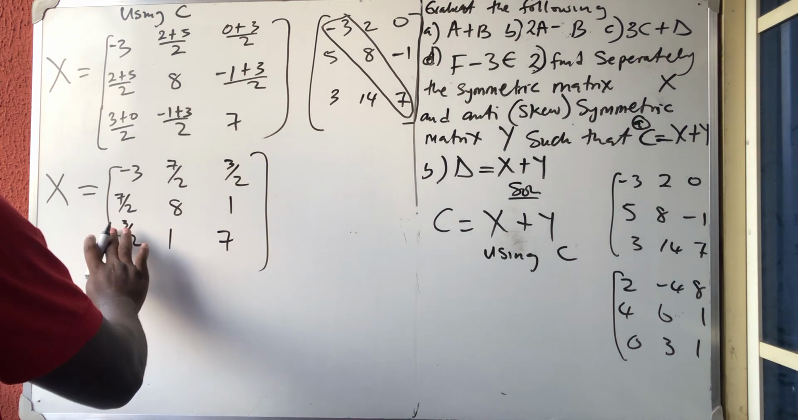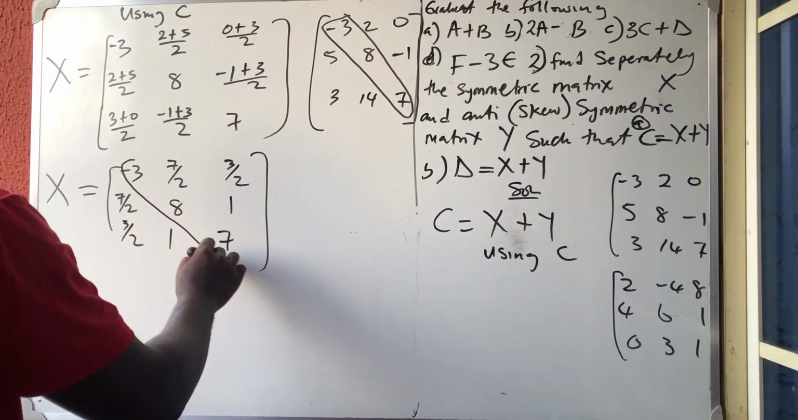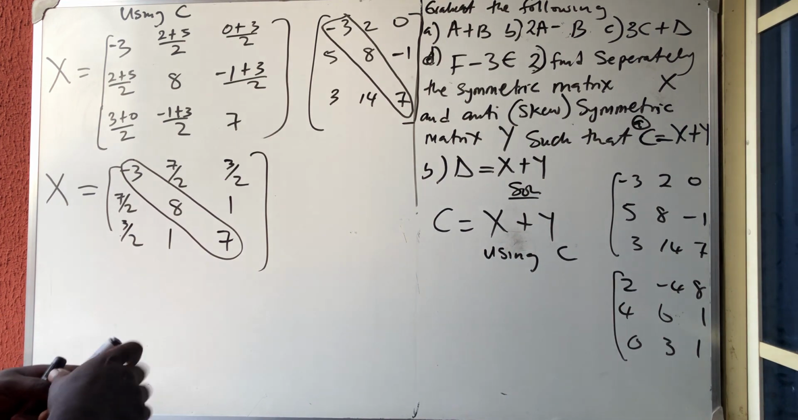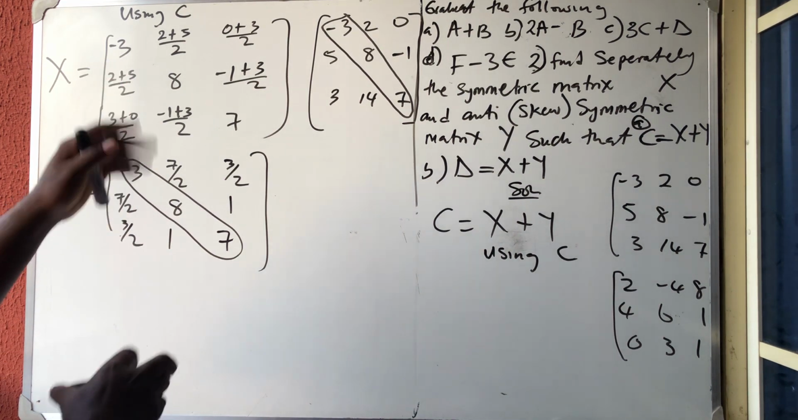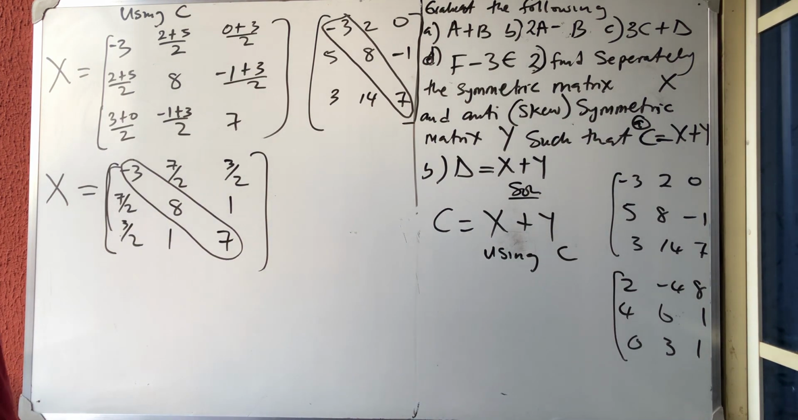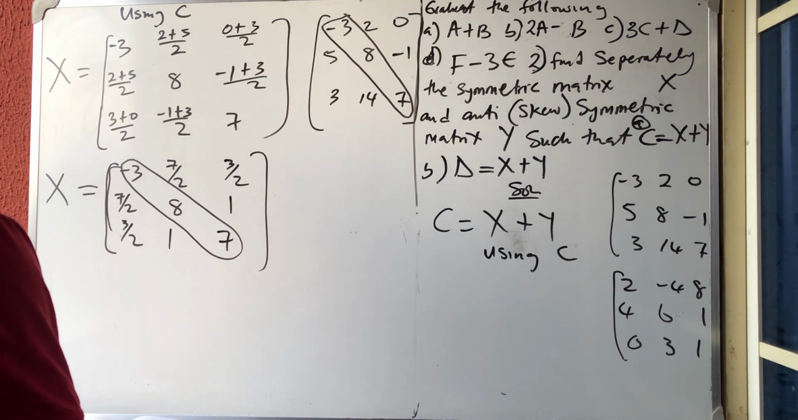A symmetric matrix. In a symmetric matrix, don't forget, once you bring out the diagonals, you will see that all the entries of the upper triangular are the same as the ones in the lower triangular. That is when you conclude that it is what? A skew matrix. Okay.